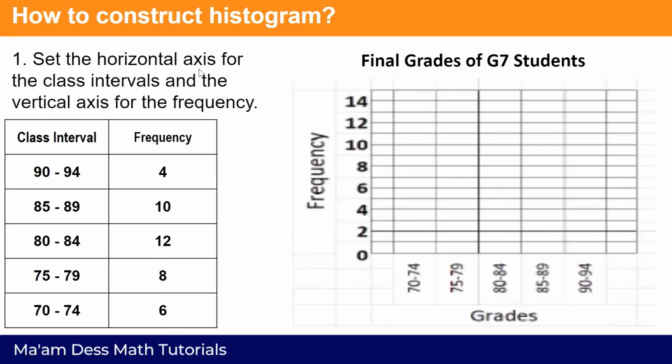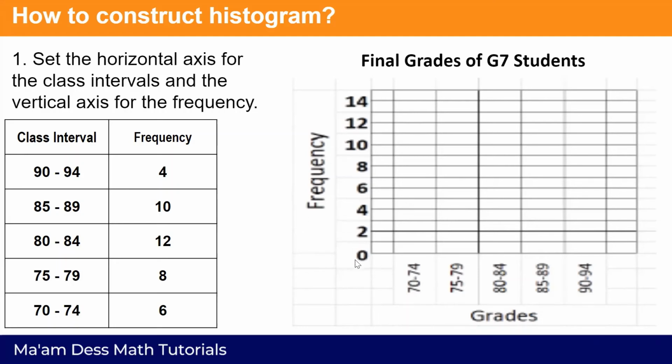Okay, now set the horizontal axis for the class interval and the vertical axis for the frequency. Ayan. So, alin nga po ba ang horizontal axis natin? So, yung class interval, ito yung nasa baba. And then the vertical axis, so yun po yung frequency natin dito. Okay. Now, so start 70 to 74. Ayan. 75 to 79, 80 to 84, 85 to 89, 90 to 94. Then yung frequency natin dito start from 0.